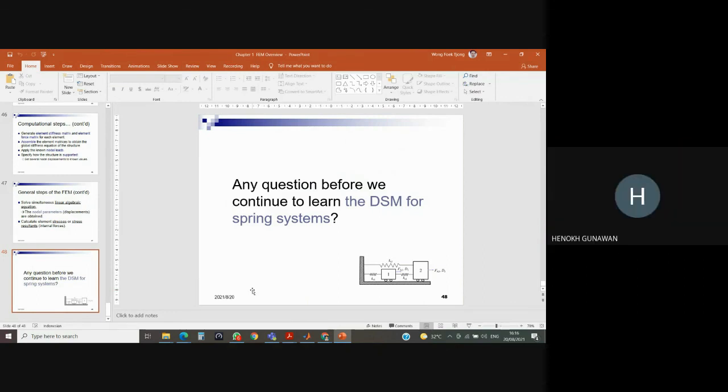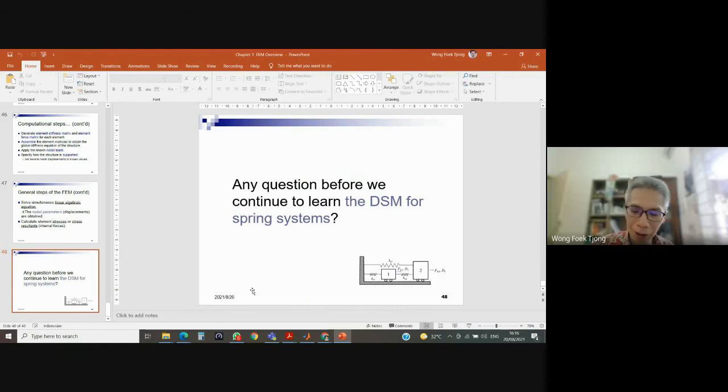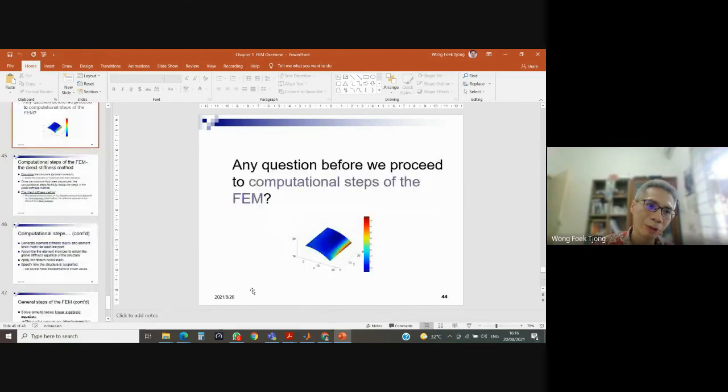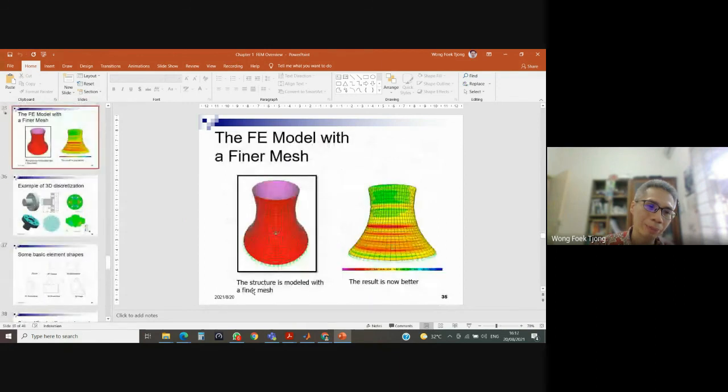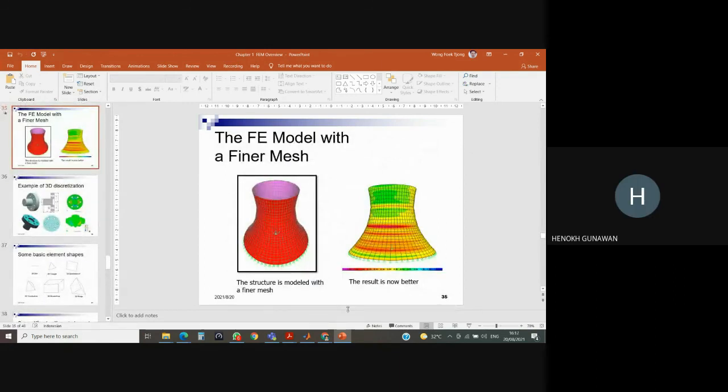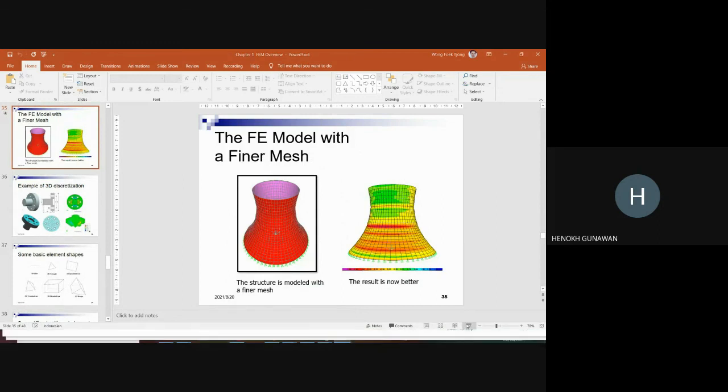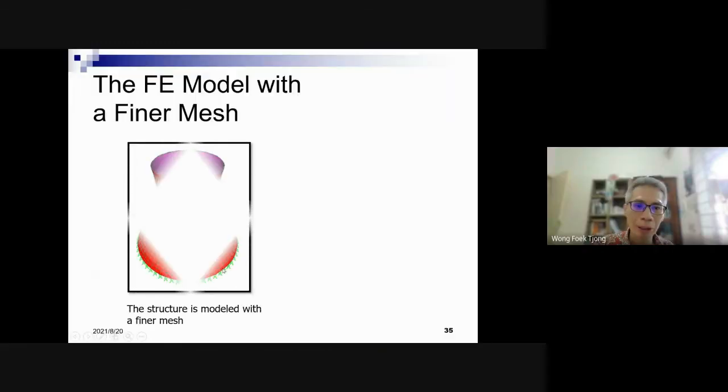I want to ask, can you explain the meaning of the color when the mesh is created and then analyzed? The meaning of color. Okay, you refer to this example, right? Yes. It depends on the model, of course.